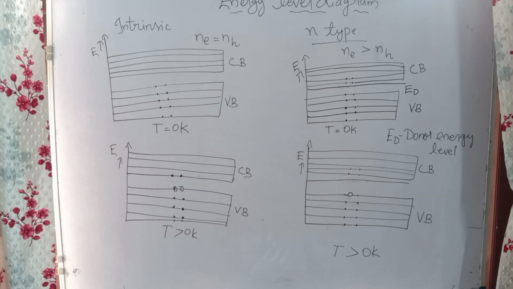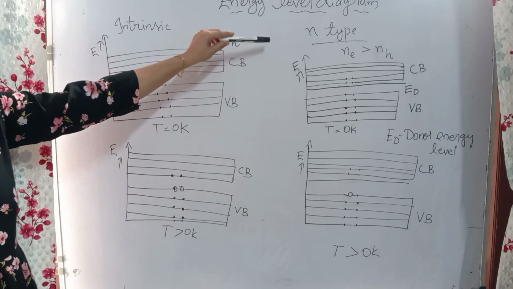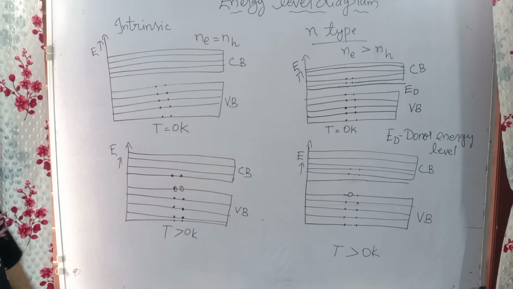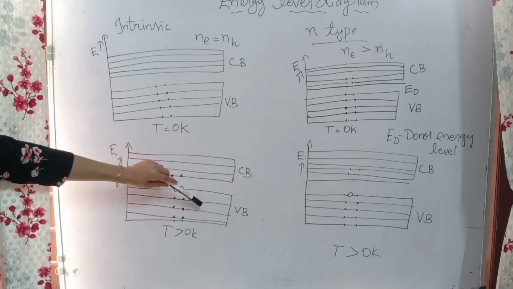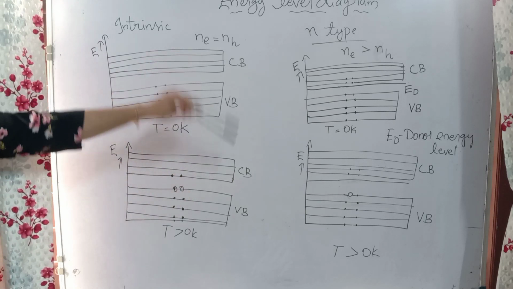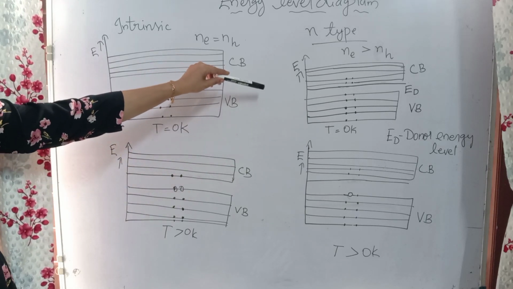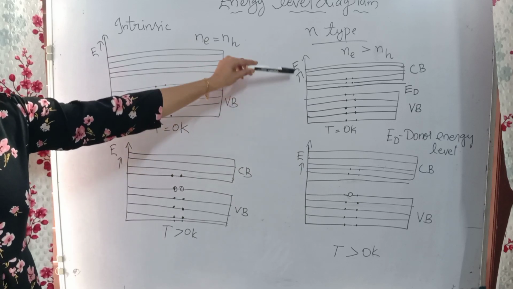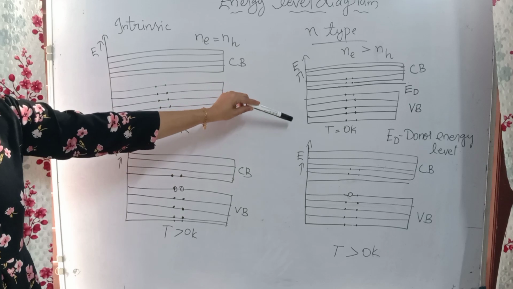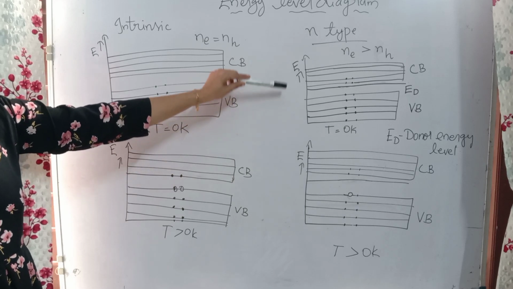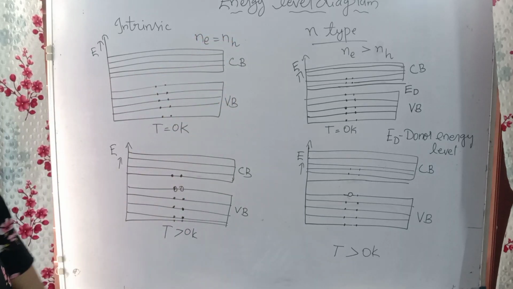Now we can consider the extrinsic type semiconductor. Here we are considering the n-type semiconductor. In the previous case we showed the valence band and conduction band. In a similar way we can draw that also. So how can we do that? Here the valence band is here and the conduction band is over here, and at 0 Kelvin we are considering the semiconductor, right?